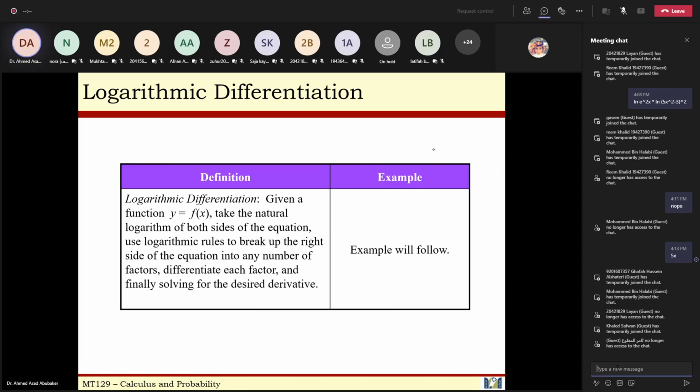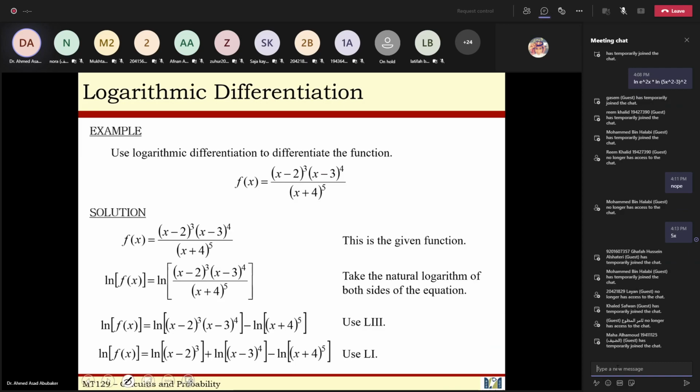Sometimes we have expressions without ln. If we have ln, we can distribute the ln. But in this example, we don't have the ln. f of x equals a fraction, and this is more complicated. How can we find the derivative? Before solving this example, I put another example.